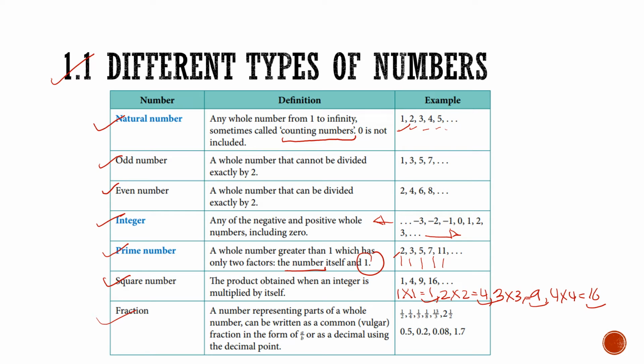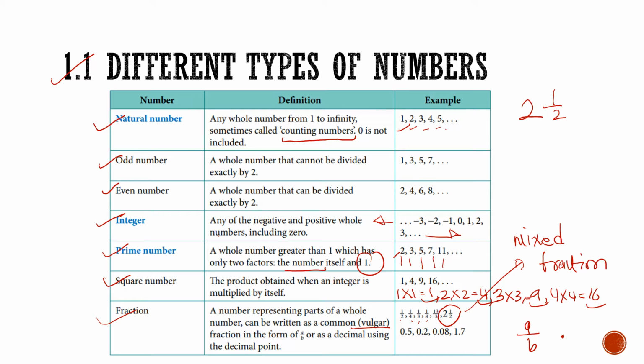Then we have fraction, a number representing parts of a whole number and can be written as a common or a vulgar fraction in the form of a over b or as a decimal using the decimal point. So we have 1 over 2, 1 over 4, 1 over 3, 1 over 8, 13 over 3, 2 and 1 over 2. This is called a mixed fraction. Like the one we have over here, 2 and 1 over 2.